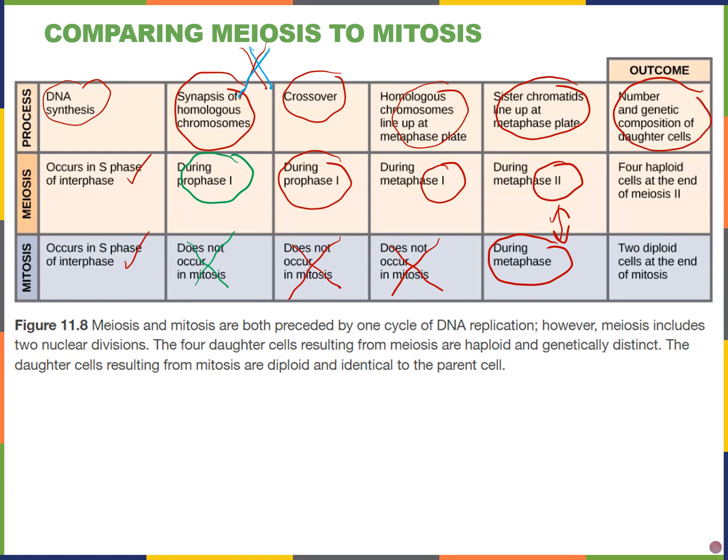Let's look at the outcome. At the end of meiosis, we have 4 unique haploid cells, unique meaning genetically unique, and these are haploid again, even though we started with a diploid cell. In mitosis, we end up with 2 diploid cells at the end of mitosis, assuming we started with a diploid cell.